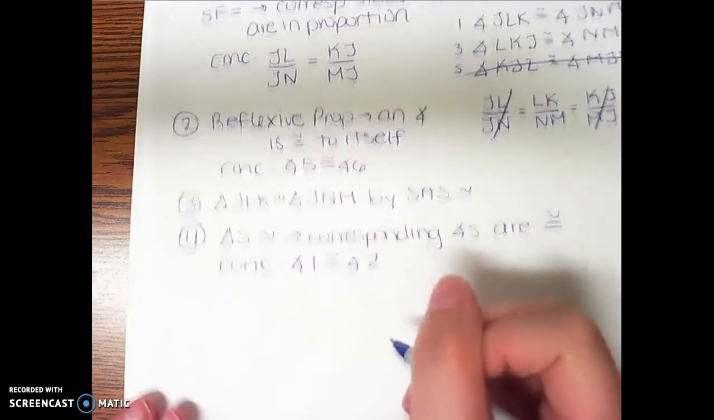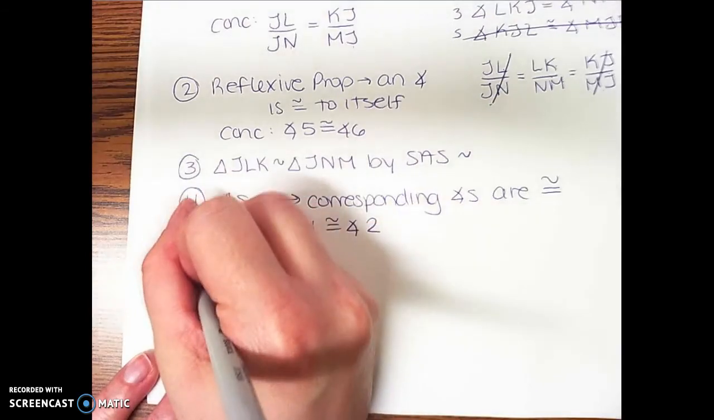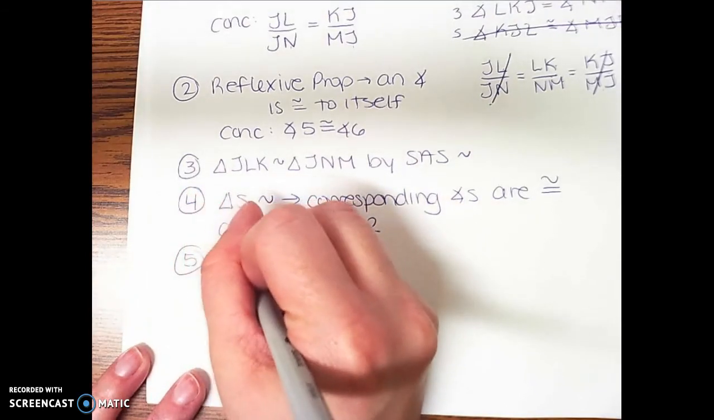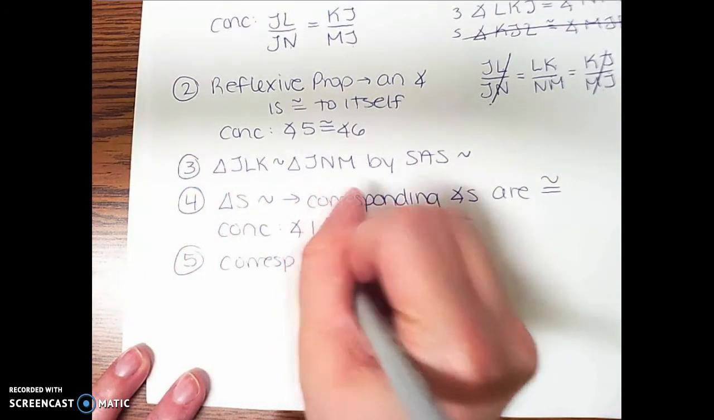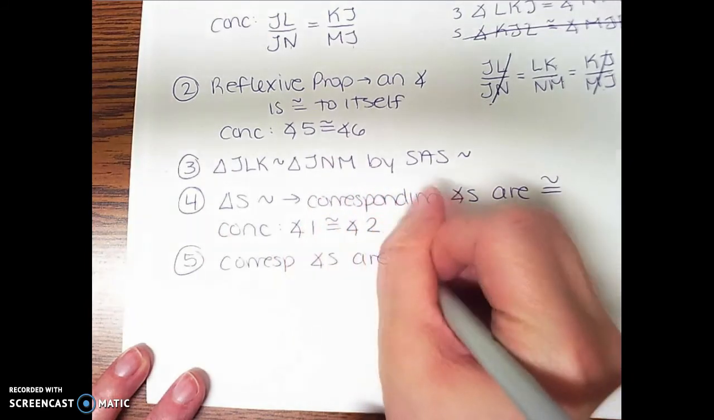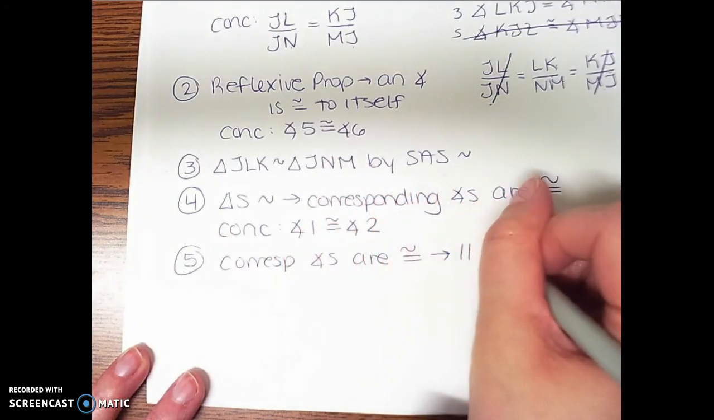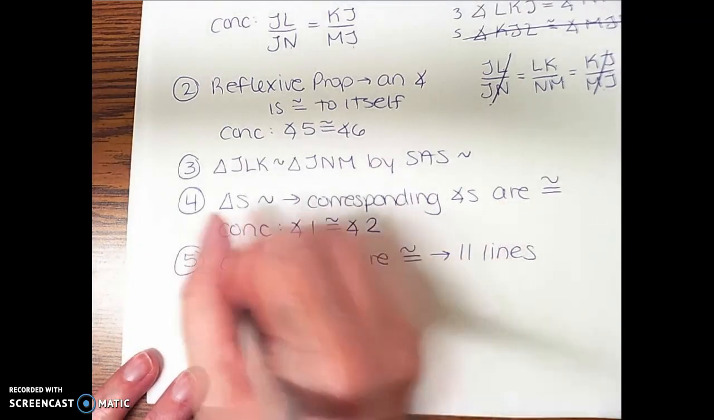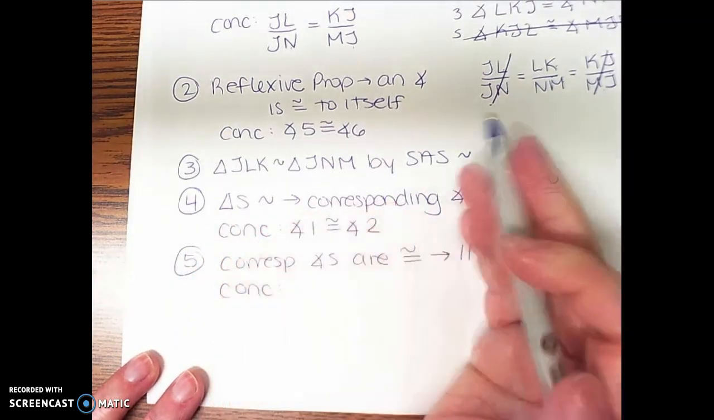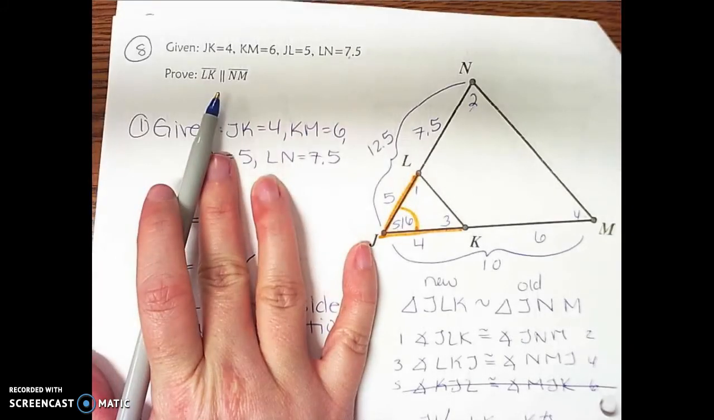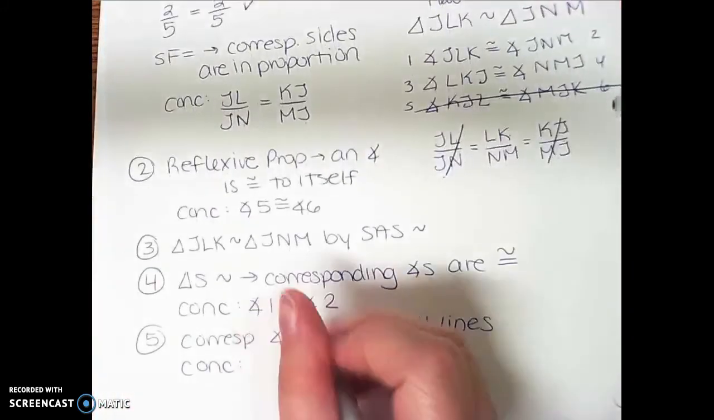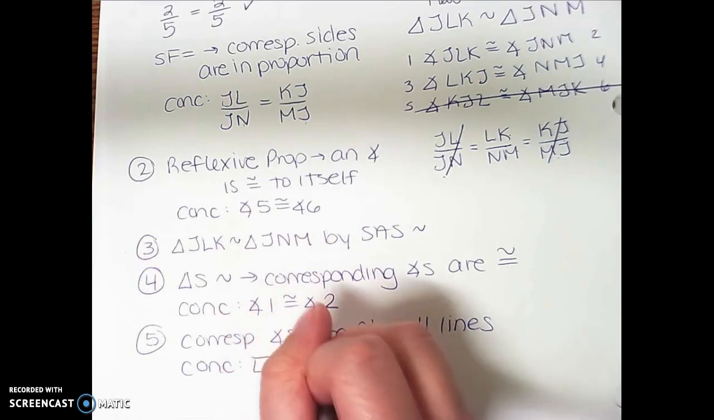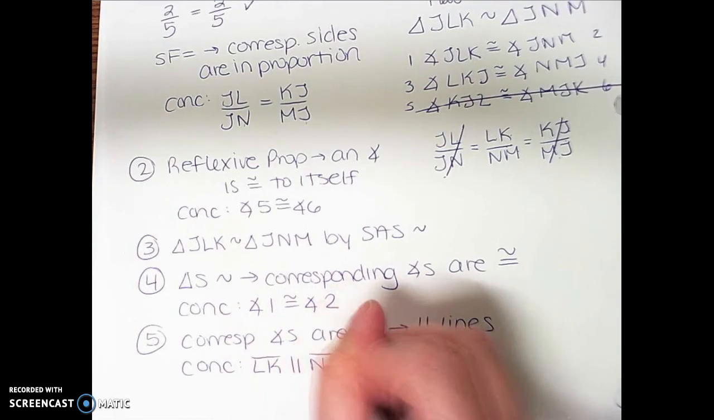Those are congruent angles. So last step, if I prove that corresponding angles are congruent, then I know that I have parallel lines. Again, that's from September, that's from Unit 1. So conclusion is my prove line. I'm going to say that my line segments are parallel. Segment LK parallel to NM. And we're done.